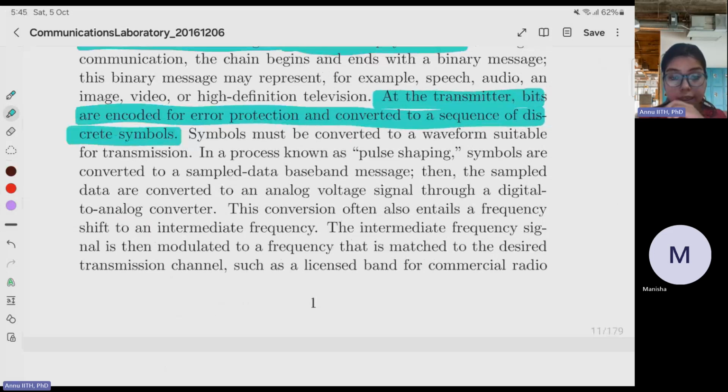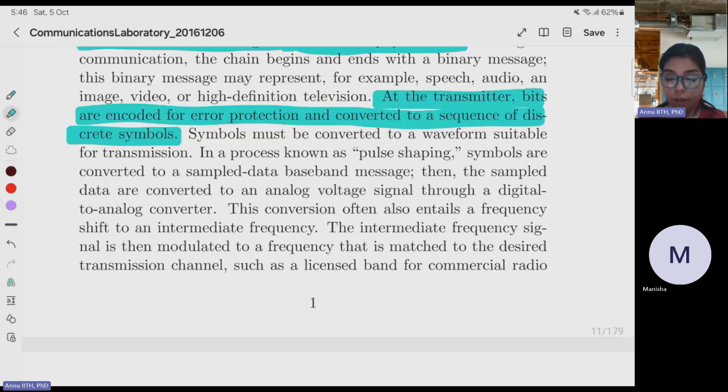This conversion often also entails a frequency shift to an intermediate frequency. Whatever the frequency, you will have the shift because of the delay, and the delay is associated with the shift in the frequency domain, that intermediate frequency. The intermediate frequency signal is then modulated to a frequency that is matched to a desired transmission signal, such as a license band for commercial radio frequency transmission.